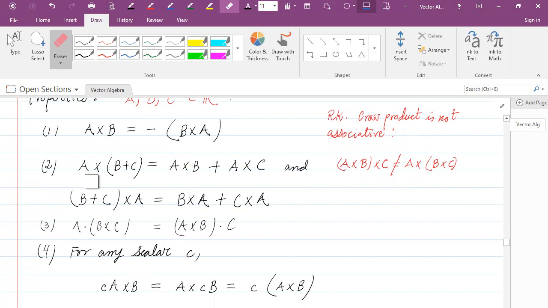The cross product distributes over addition, so A cross (B plus C) is the same as A cross B plus A cross C, and also (B plus C) cross A would be the same as B cross A plus C cross A.